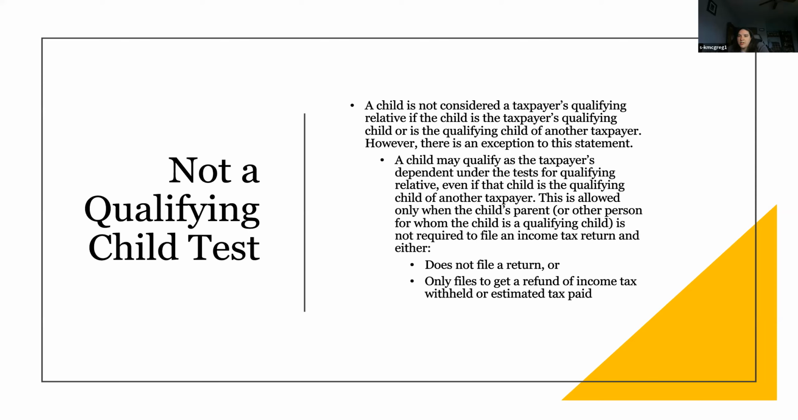Like I said, you need to make sure that they're not your child already. So if your older child still lives with you and they're not working, maybe you potentially could claim them. Or your elderly parent, you could potentially claim them.